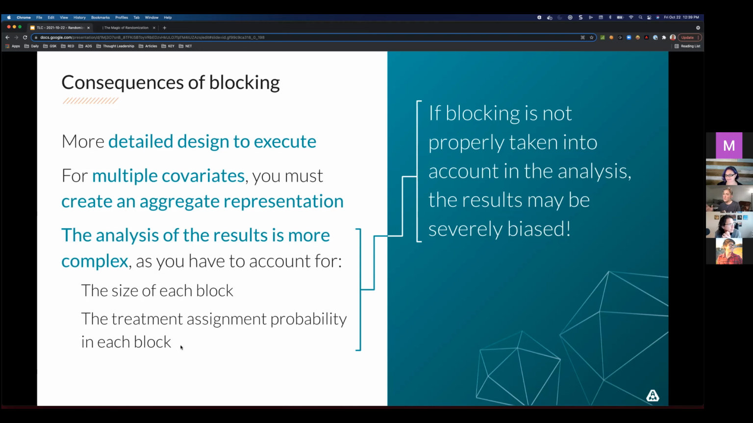And if for some reason you had a crazy design with blocks and you had different probability for treatment assignment in each block, you would have to take that into consideration in your equation as well. I think that's a little less common, but either way, if you do blocking, you go to your analysis and you don't properly account for the blocks that you created, you can have very severely biased results. So that's one call out. You design for it, you have to include it in the analysis.